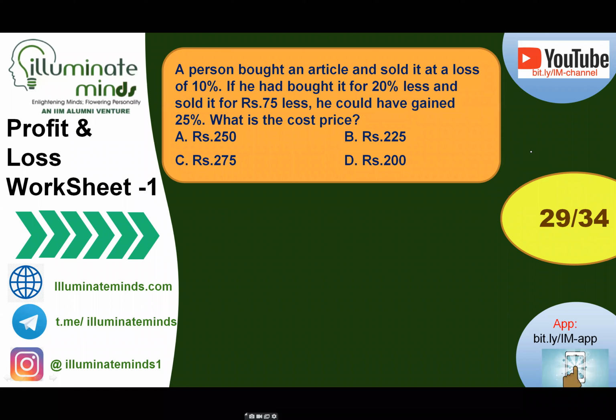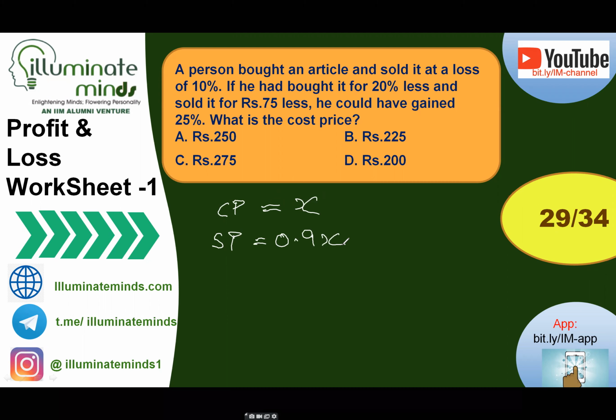Question number 29, a person bought an article and sold it at a loss of 10%. If he had bought it for 20% less, and sold it for 75 less, he could have gained 25%. What is the cost price? This seems to be a little interesting question. Let's see. So let's say he bought the article, his cost price was CP, and sold it for, his cost price was equal to X, his SP is equal to 0.9X.